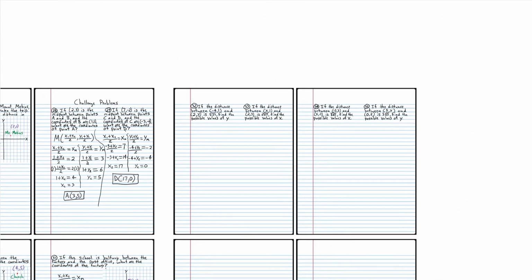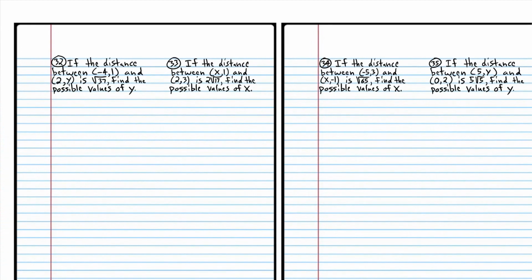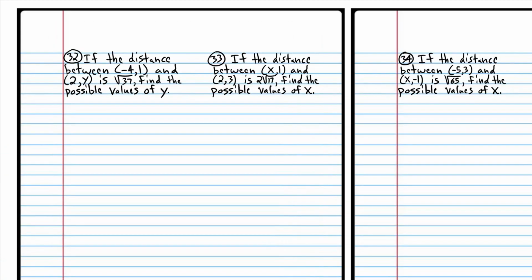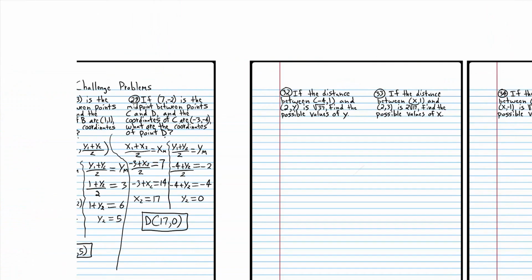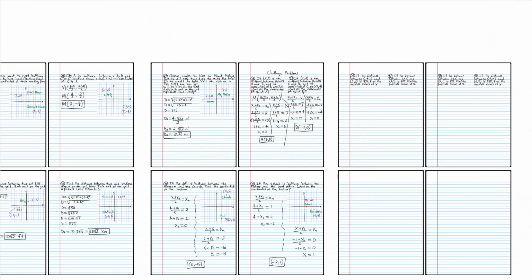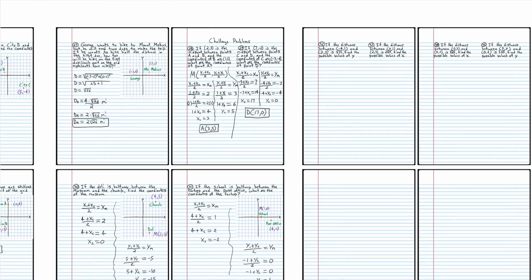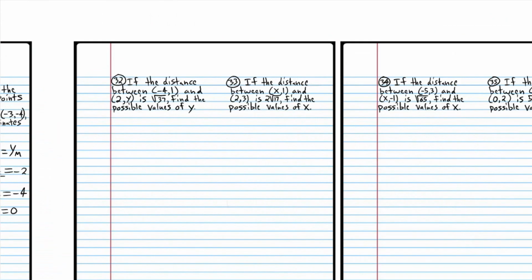All right, we have 4 more problems here. We're going to do some more challenge problems. If the distance between (negative 4, 1) and (2, y) is root 37, find the possible values of y. So now we're going to use the distance formula. All right, the challenge problems that we just did, they're all midpoint problems. Now we're going to do some challenge problems with the distance formula.